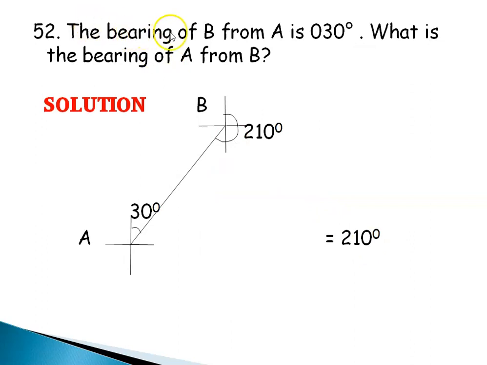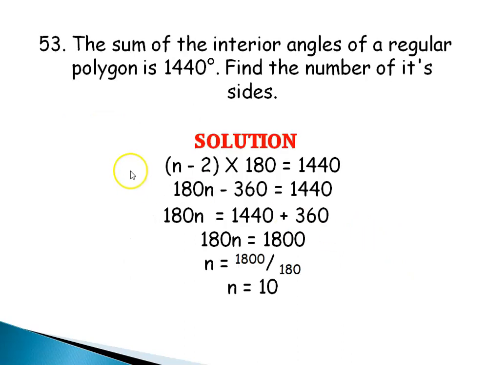Question 52. The bearing of B from A is 30 degrees. What is the bearing of A from B? Alright, so this is the bearing of B from A, 30. If this is 30, it means this is also 30. So if this is 30, the bearing of A from B will be this angle. So this is 180 degrees plus the 30 here. 180 plus 30 will give us 210. And that is why we have 210 degrees. Is that okay? Good.